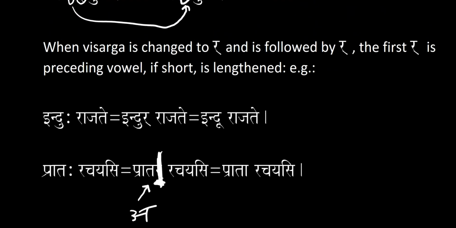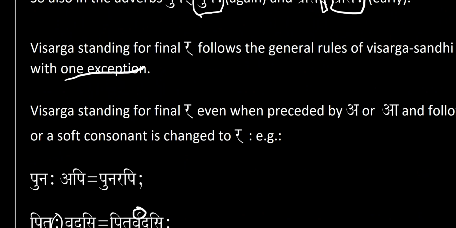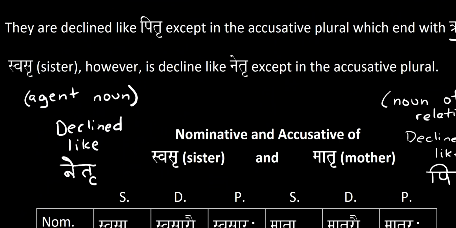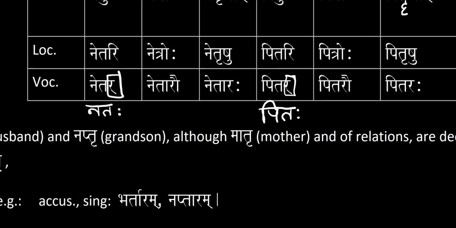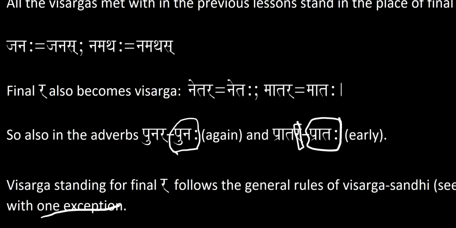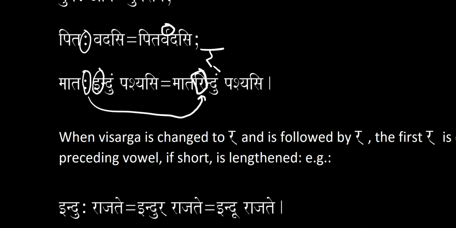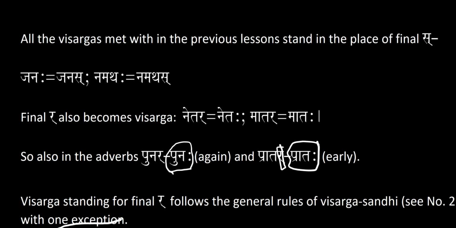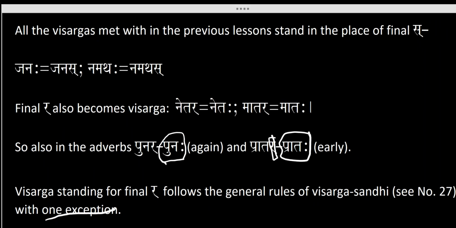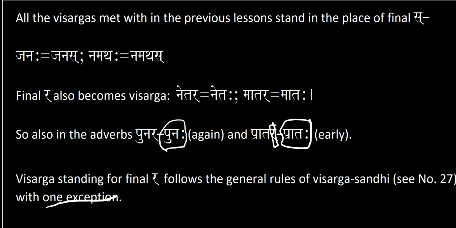So that's something to keep an eye out for, especially because in the vocative case, you have these ra with the halants at the end. So that's something to keep an eye out for. So here are the conditions for the visargs that are replaced by a final ra.